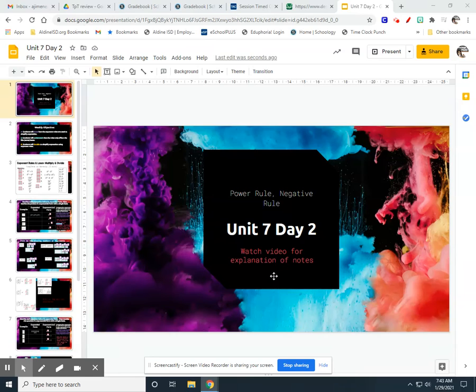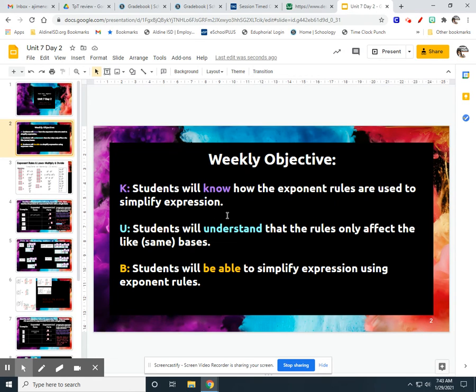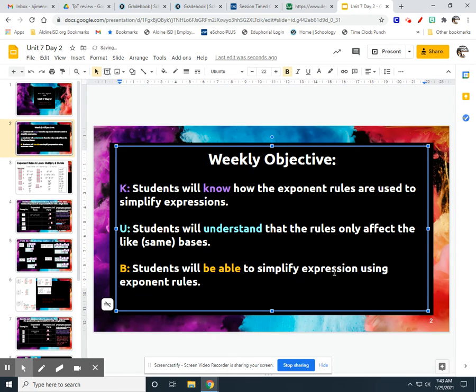So this is unit 7, day 2. This week we're going to know how the exponent rules are used to simplify expressions. We're going to be able to understand that the rules only affect the like bases, and we're going to be able to simplify expressions using the exponent rules.